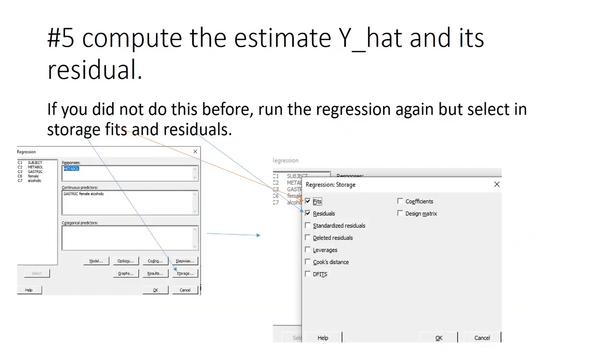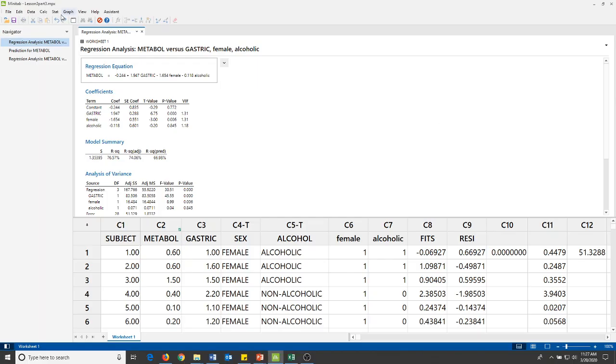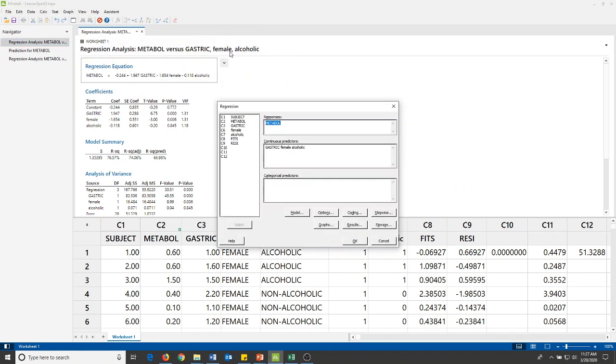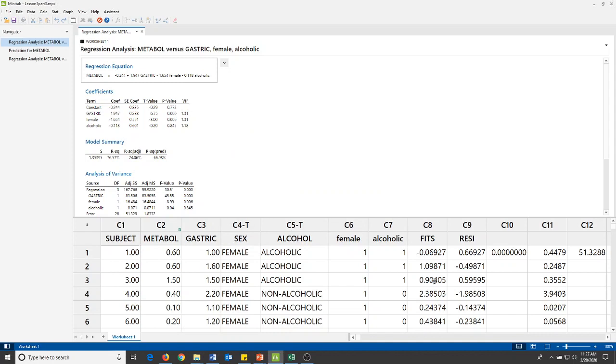The next problem is to compute the estimate y hat and its residual. Now, if you didn't do this before, when you did your regression, go ahead and put this in, but then go down here to the storage and click these two things, the fits. Those will be your predicted values for the given predictor variables, and this will be your residuals. So this would be like y hat for the various values of the predictor, and the residuals would be y minus y hat. I already did that here, and I got a whole column.